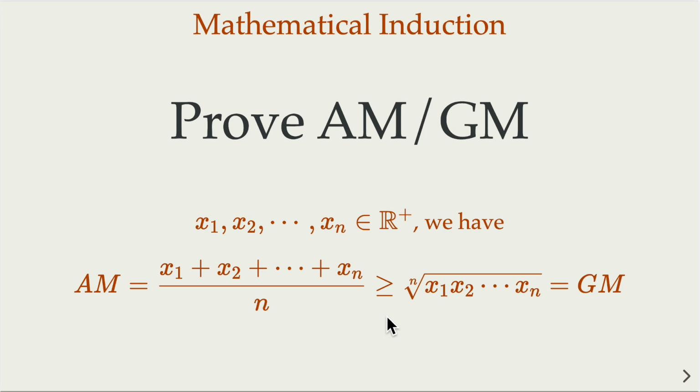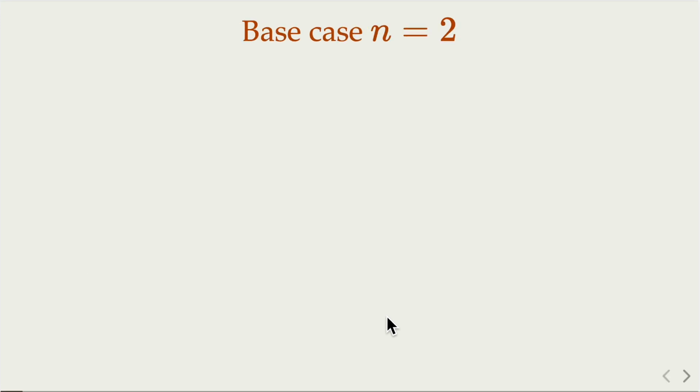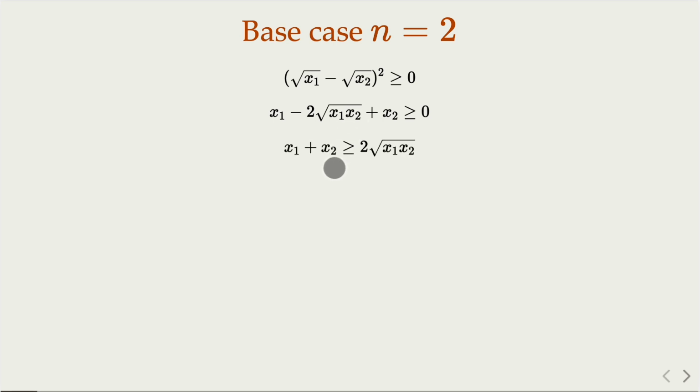other mathematical problems. For the base case, that's n equal to 2 variables. That's quite straightforward. Based on the fact that any real number squared is non-negative, you expand it out, move the square term to the right-hand side, and divide by 2. That's exactly the AM and GM. So the base case is straightforward.